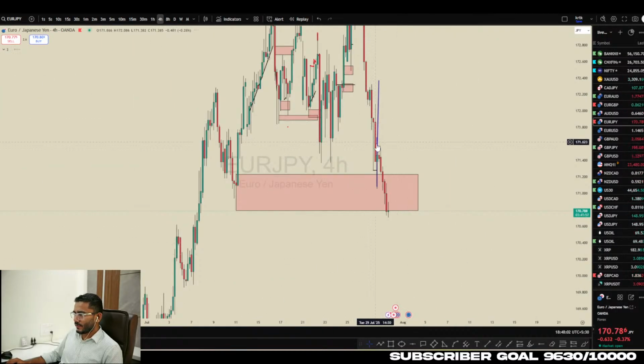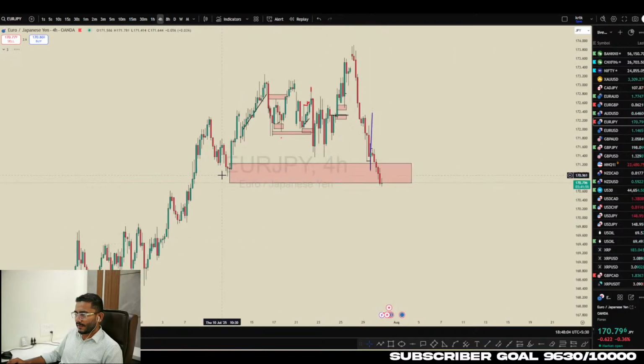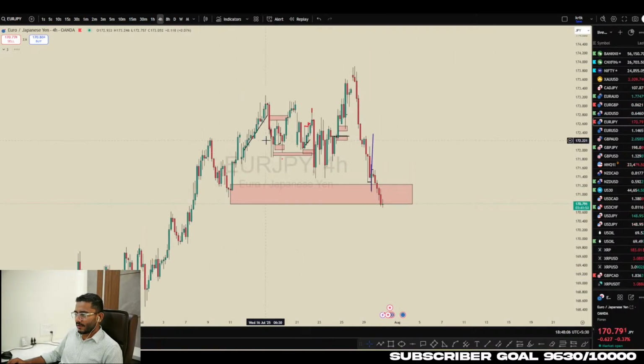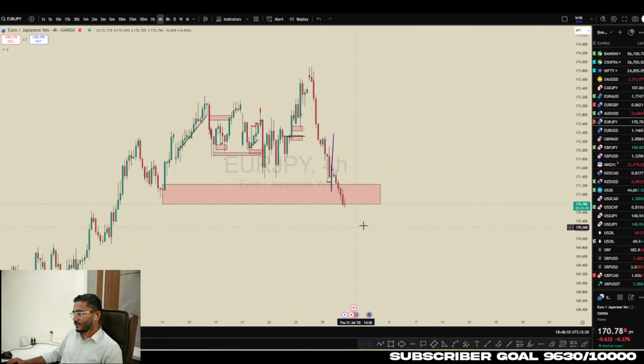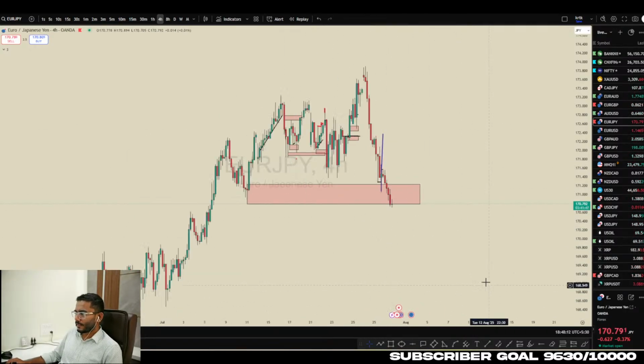On EJ, I was waiting for price to sweep liquidity and give a break of structure. I was looking for a buy side trade, but the price is still continuing the downside.